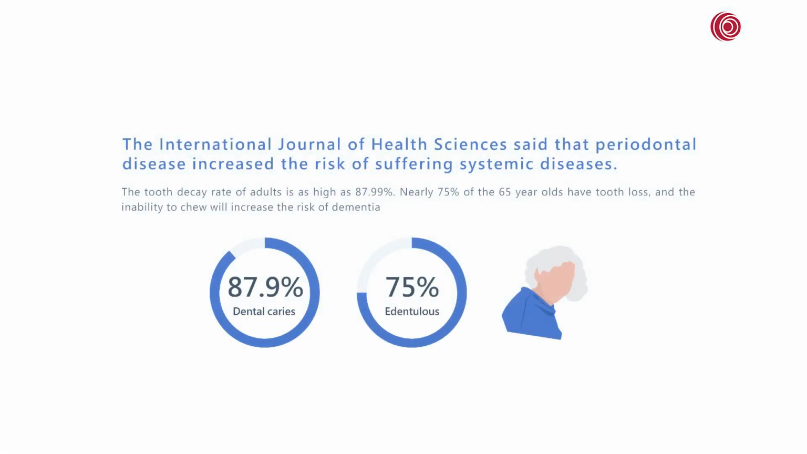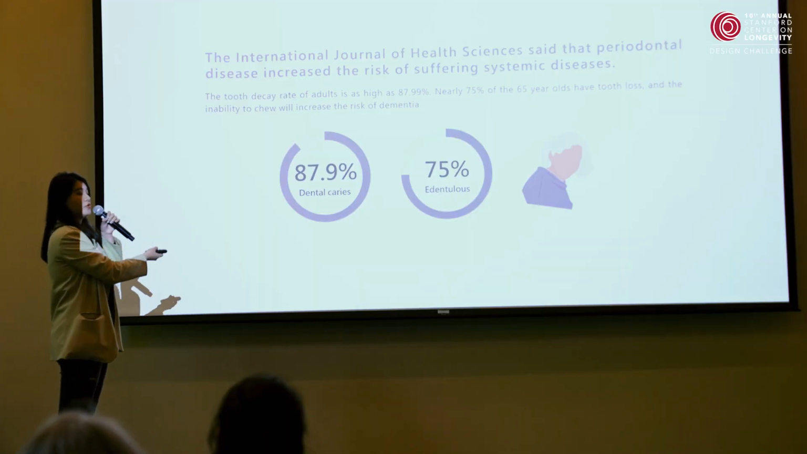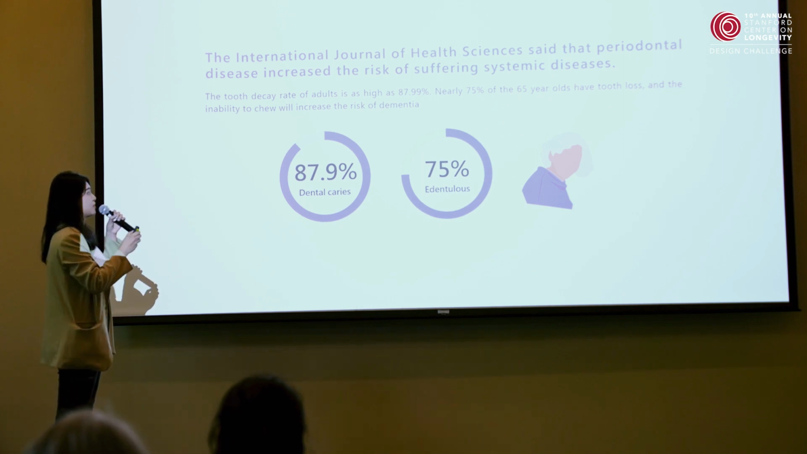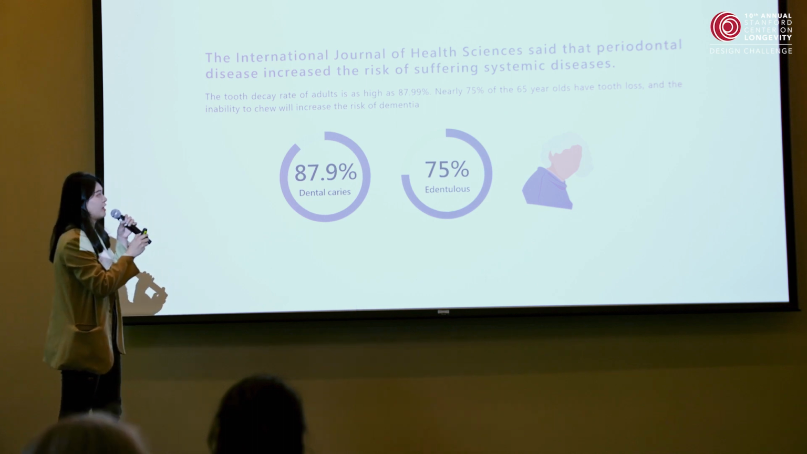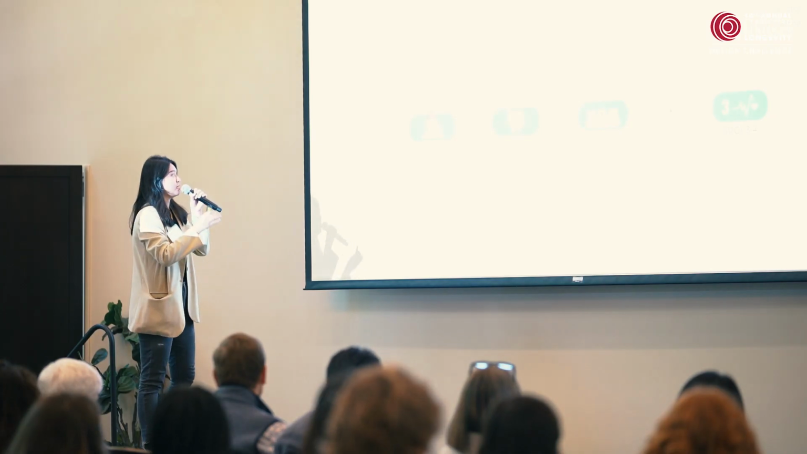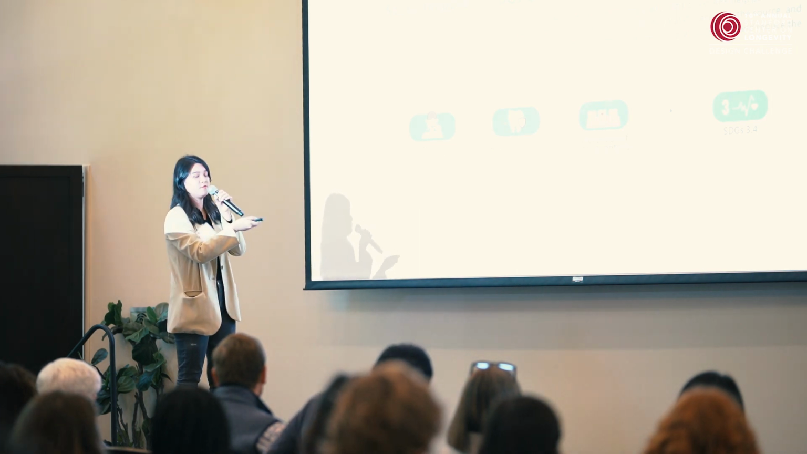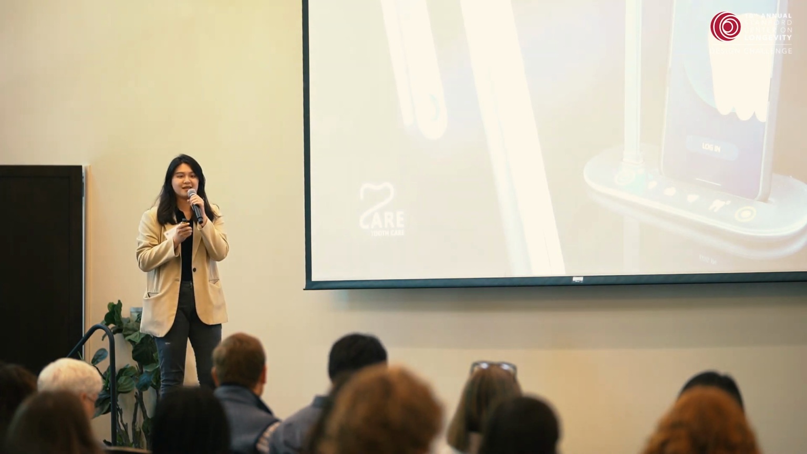The International Journal of Health Sciences says that periodontal disease increases the risk of surgery-resistant disease. According to research, the tooth decay rate of adults is as high as 87%, and nearly 75% of 60-year-olds have tooth problems. So our toolkit is in line with SDGs 3.4, and it features clean teeth, oral health care, and prevention of oral disease. So TooCare brings the best oral condition.